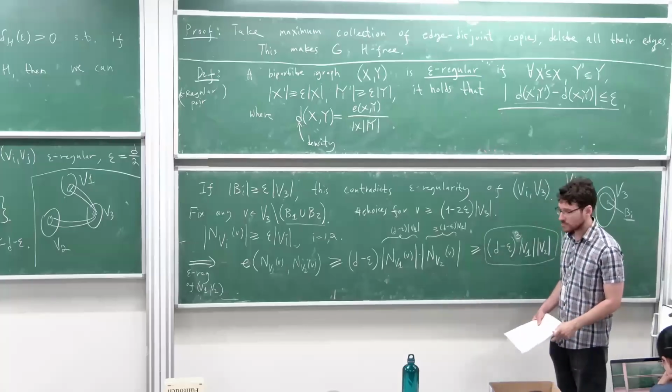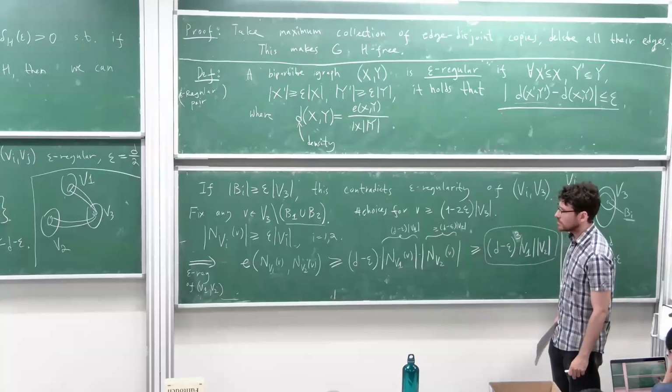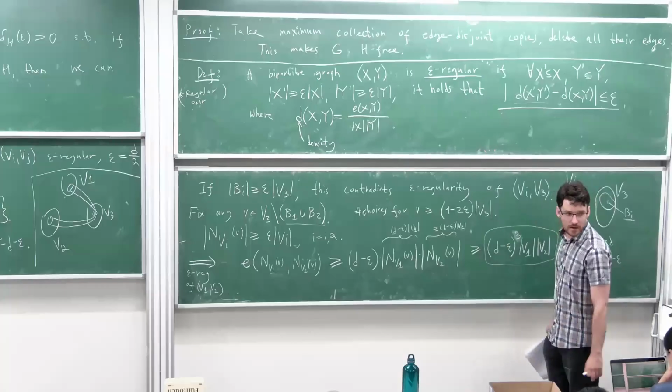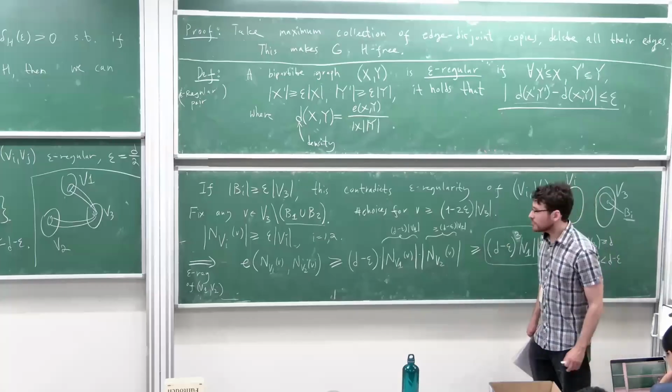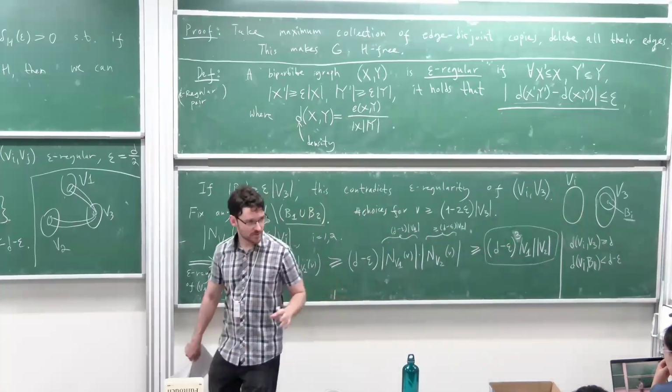Yes. The number of neighbors of v in V_i is epsilon times V_i, but I thought it's going to be d minus epsilon. You're right. I see the thing. You're completely right. Absolutely correct.